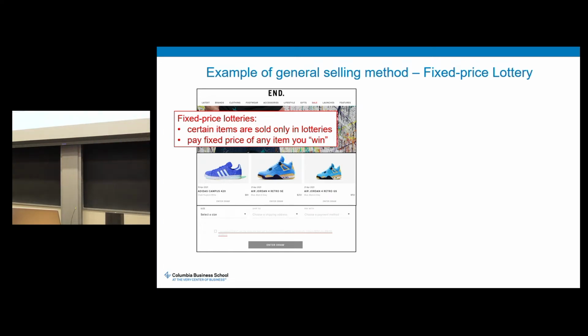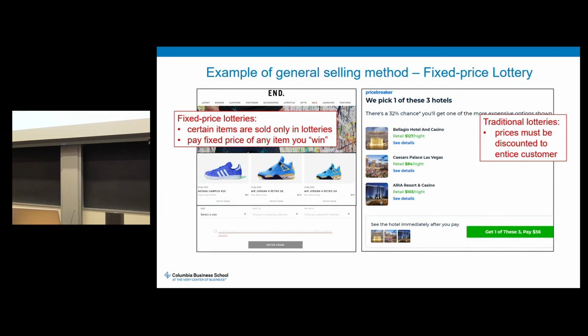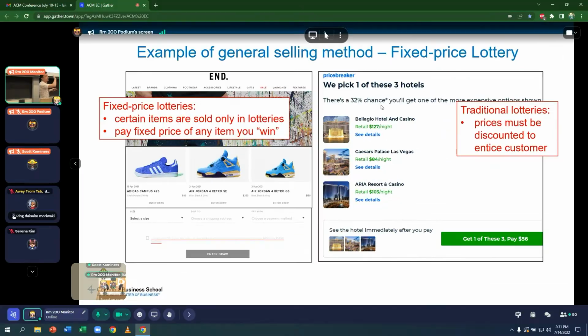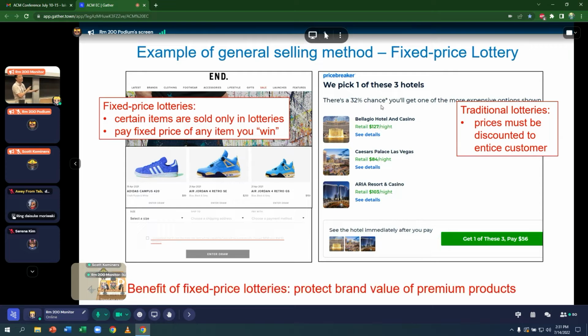And I should say, this is a type of lottery that's different than traditional lotteries used to sell, say, hotel rooms. Those lotteries usually entice you by saying, if you agree to a random hotel room, you get a cheaper price. Here, there are no discounts. Every shoe still has a fixed price, and this is important for protecting the brand value. You don't want to be selling the shoe at a lower price.